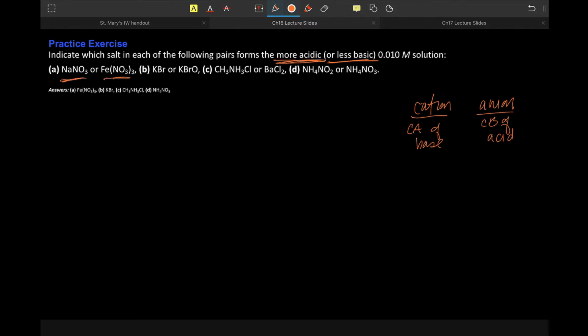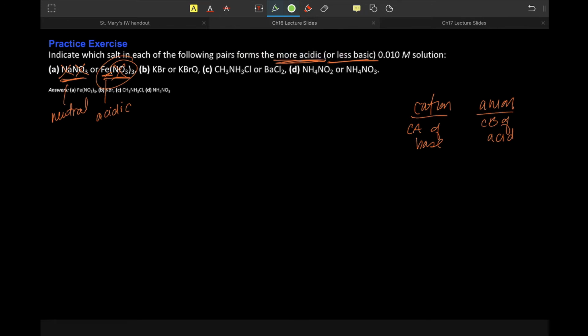If we come over here and look at sodium nitrate, sodium comes from the base sodium hydroxide, which is a strong base, so negligible. Nitrate comes from nitric acid, which is a strong acid, so negligible basicity, which means this one would be neutral. If we look at Fe(NO3)3, nitrate is the same for the same reason. Iron is a small, highly charged cation, which means this solution would be acidic. So the more acidic solution would be iron nitrate.